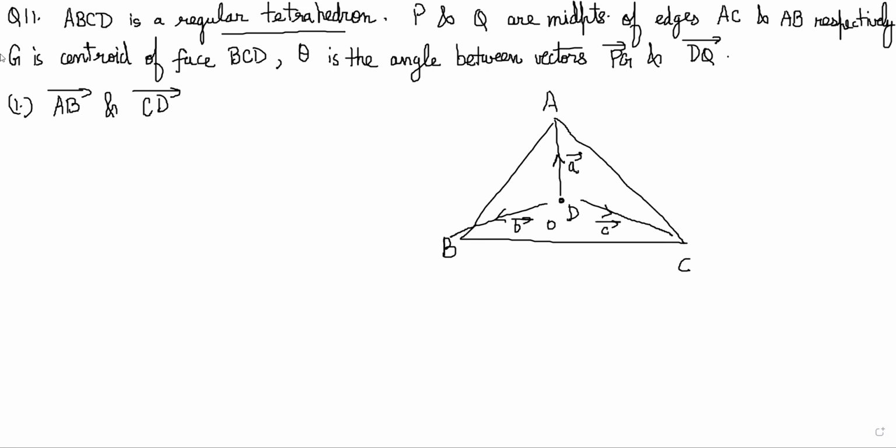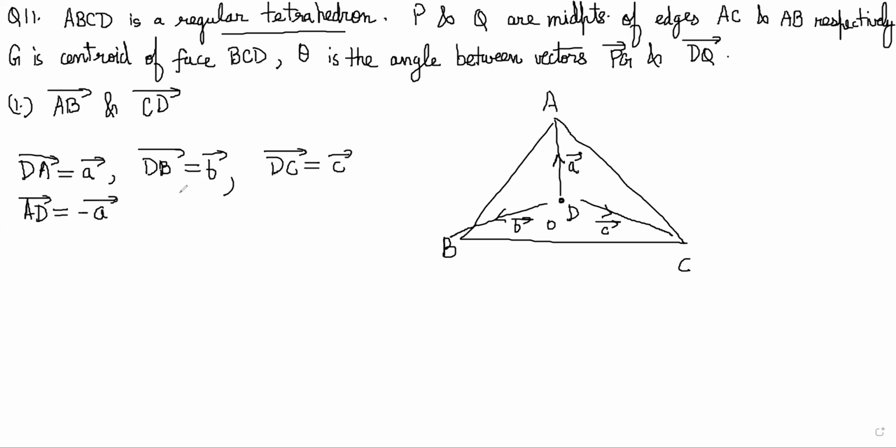So what is DA vector? DA vector is simply A vector because D is the origin, and DB is B vector and DC is C vector. Similarly, if DA is A vector, AD vector will be minus A. And what is BC vector? BC vector will be simply C minus B, right? So let's find out what is the angle between AD and BC.